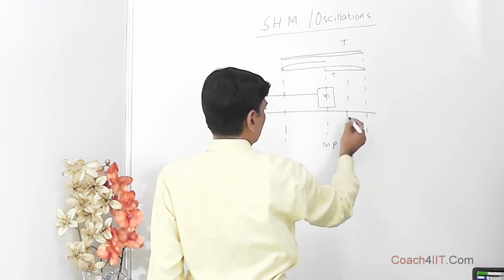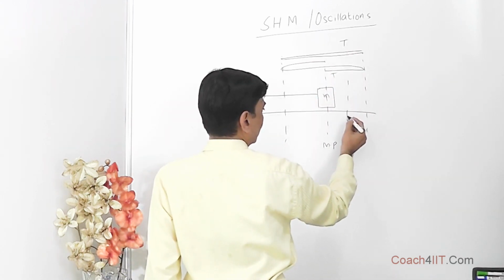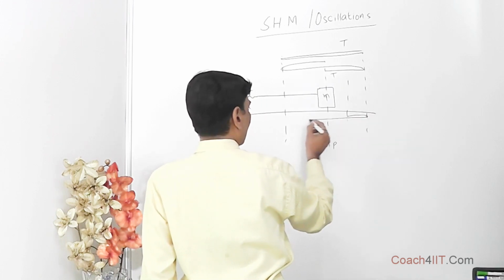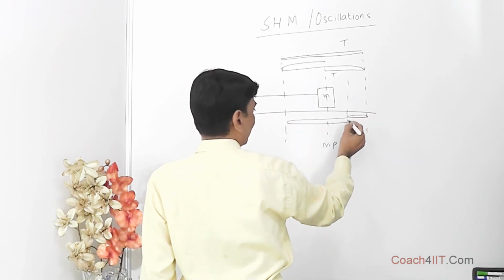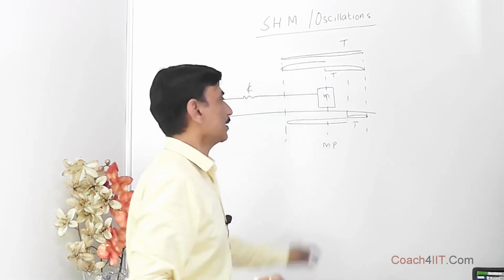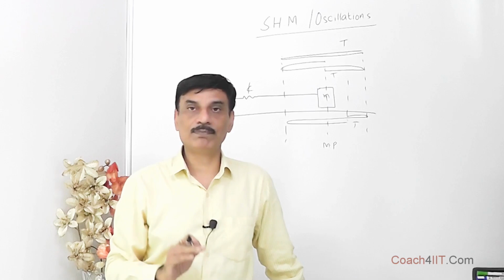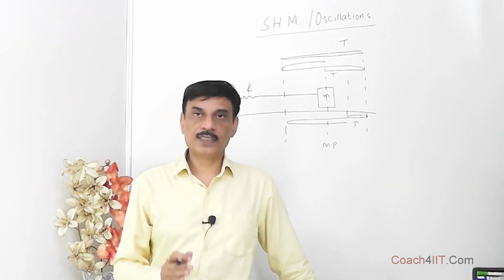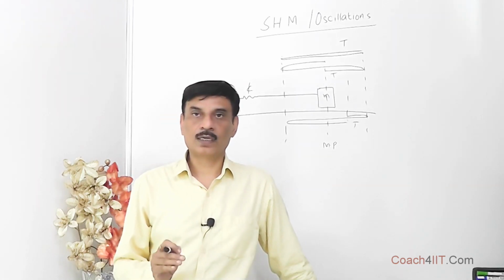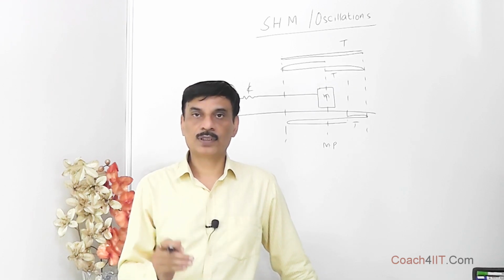Even if we wish to start from this position when it is going from here to here, so it goes from here to here, then comes from here to here, and then reaches back over here. So this is also the time period. This time period, this time period, this time period is absolutely the same period of time. So time period is the shortest time interval after which the motion repeats itself.